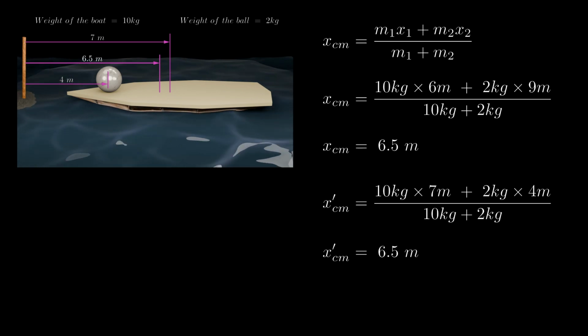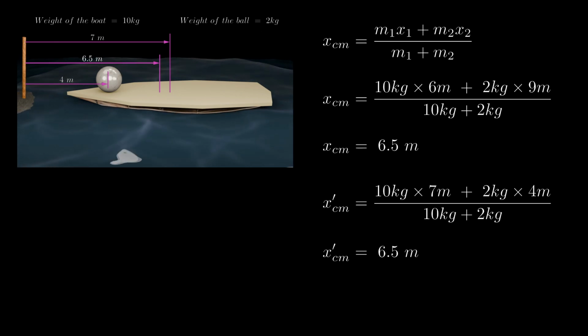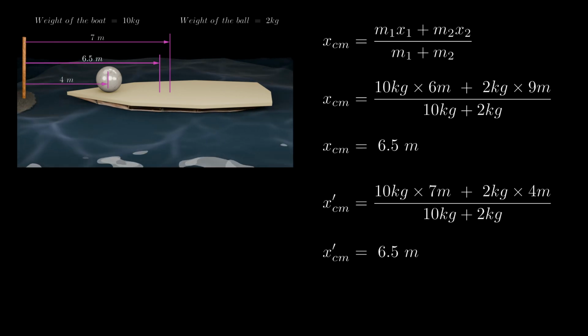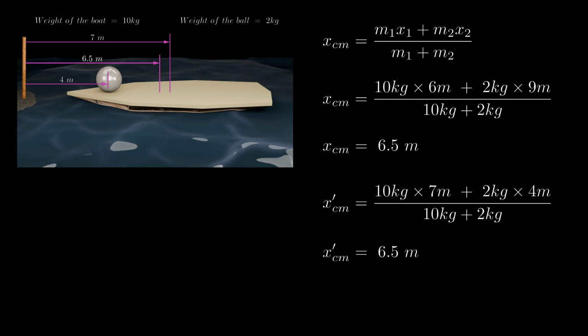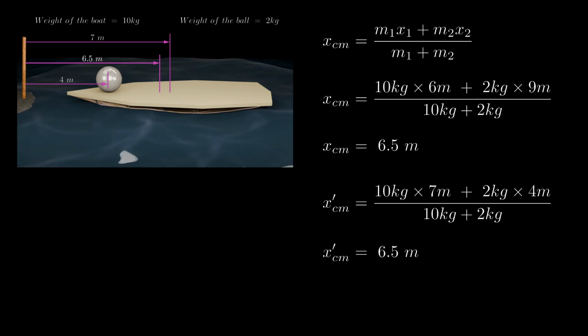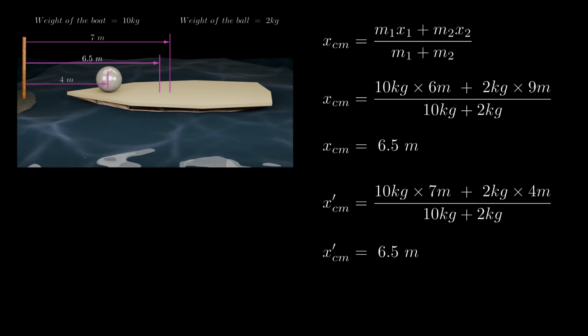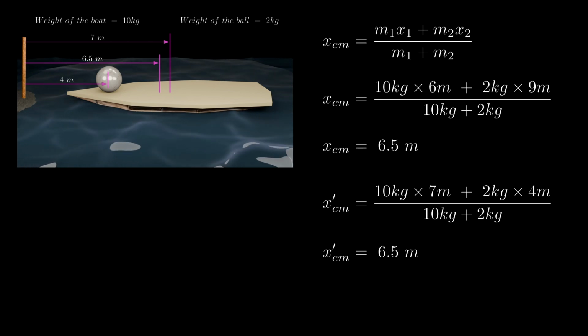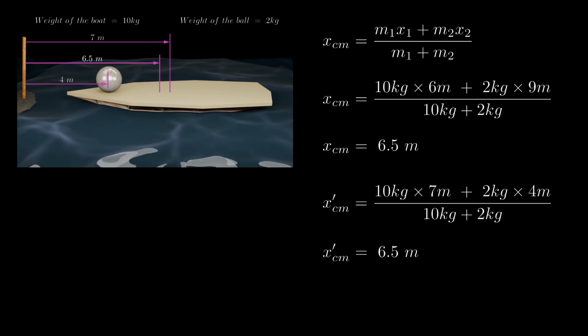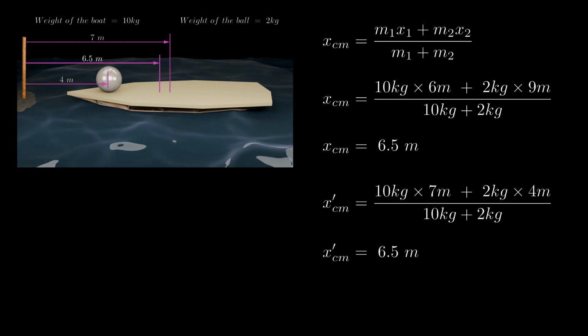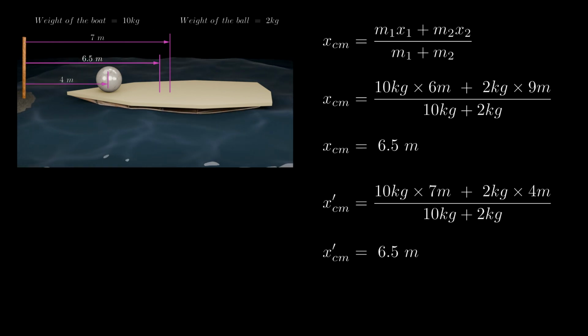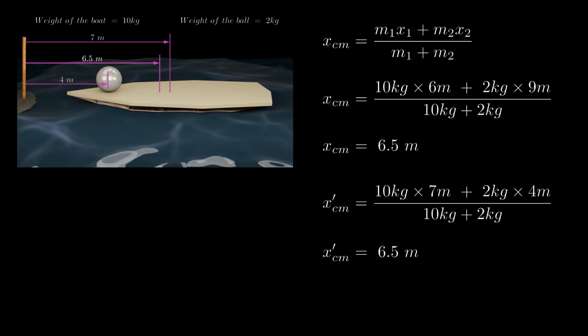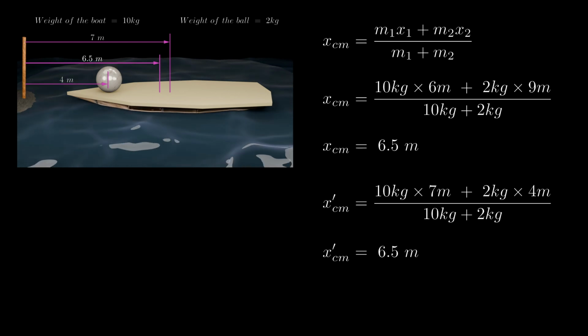This insight highlights the principle that the center of mass of a system depends on the overall distribution of mass, and not just the positions of individual components. Let's delve into a detailed discussion of this phenomenon in the next section. Understanding why the center of mass remains unchanged, despite the shifting positions of the individual components within the system, can offer valuable insights into the principles of mechanics.